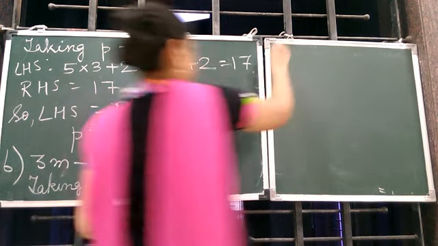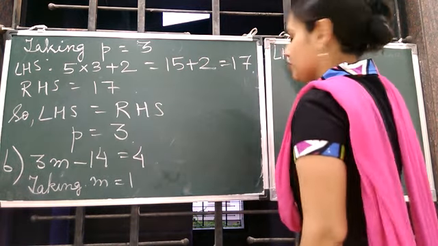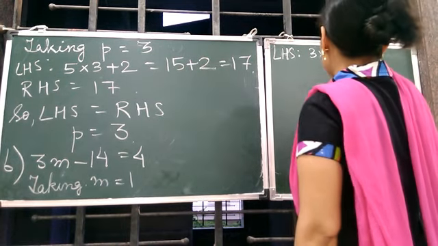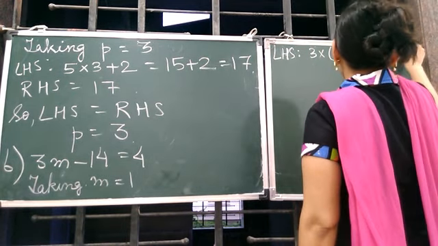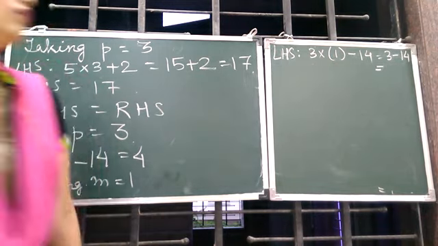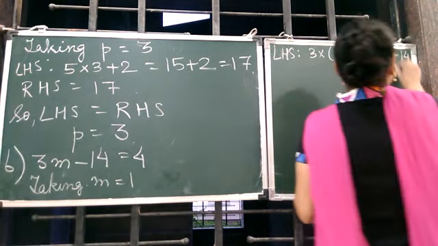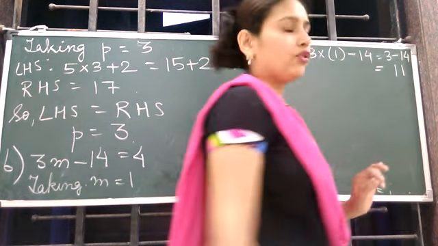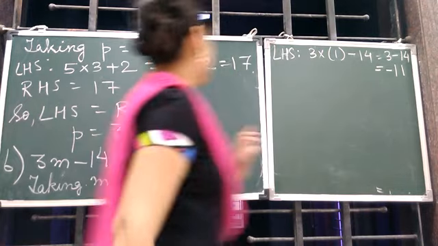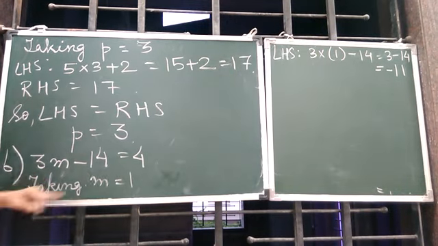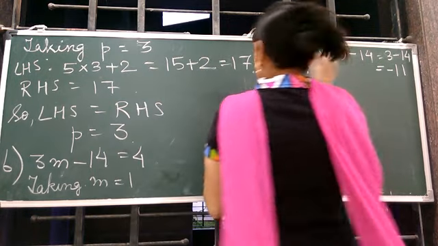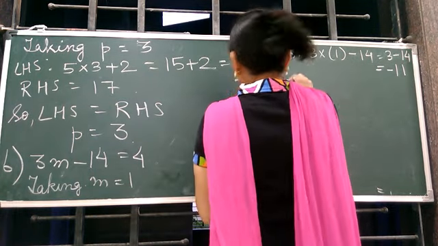So LHS. What should be your LHS? 3 into 1 minus 14. 3 ones are 3. 3 minus 14. That means 14 minus 3 gives you 11. Okay. Who is greater? 3 or 14? Obviously 14 is greater. It is a negative sign. So answer is negative. Now can you see? Answer is matching? No. So we need to again try with another number.